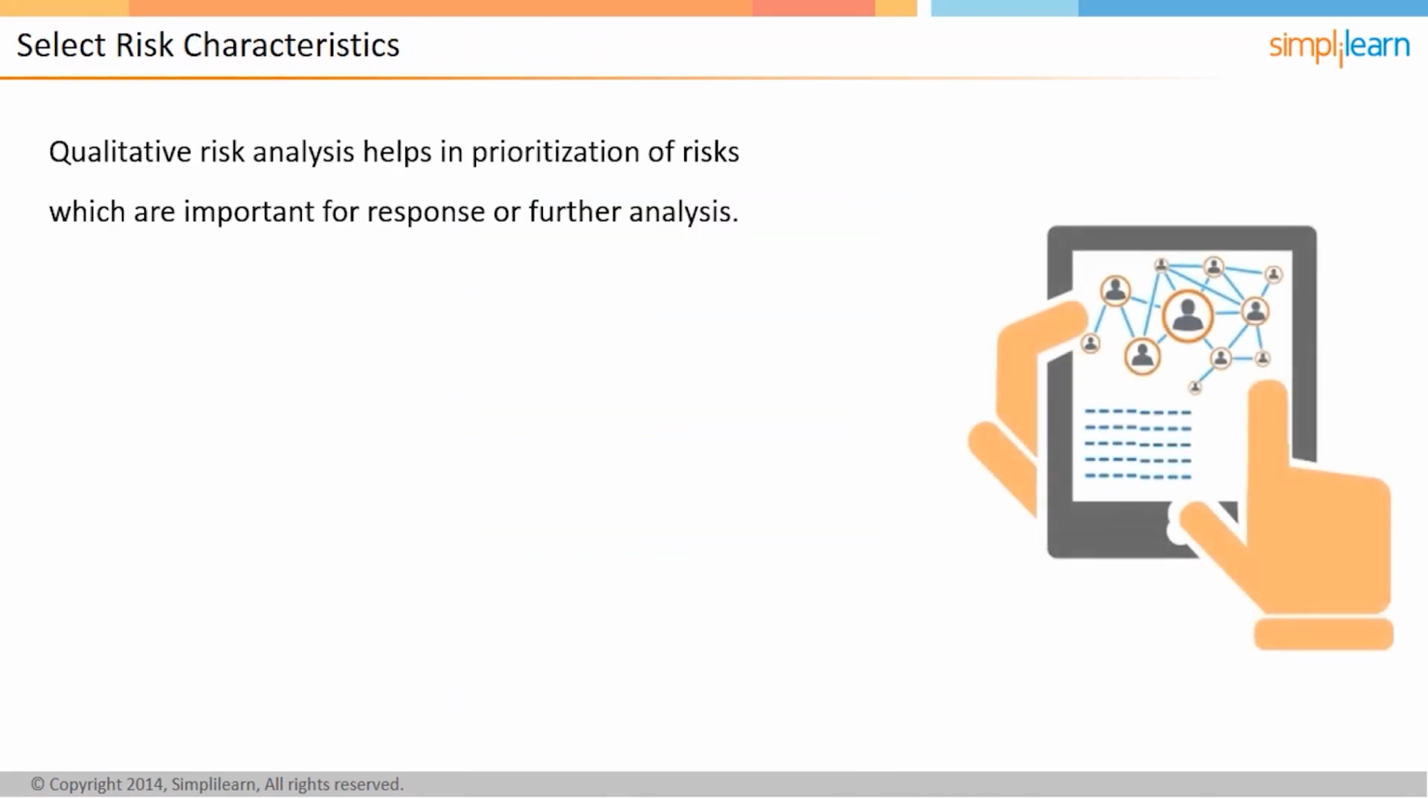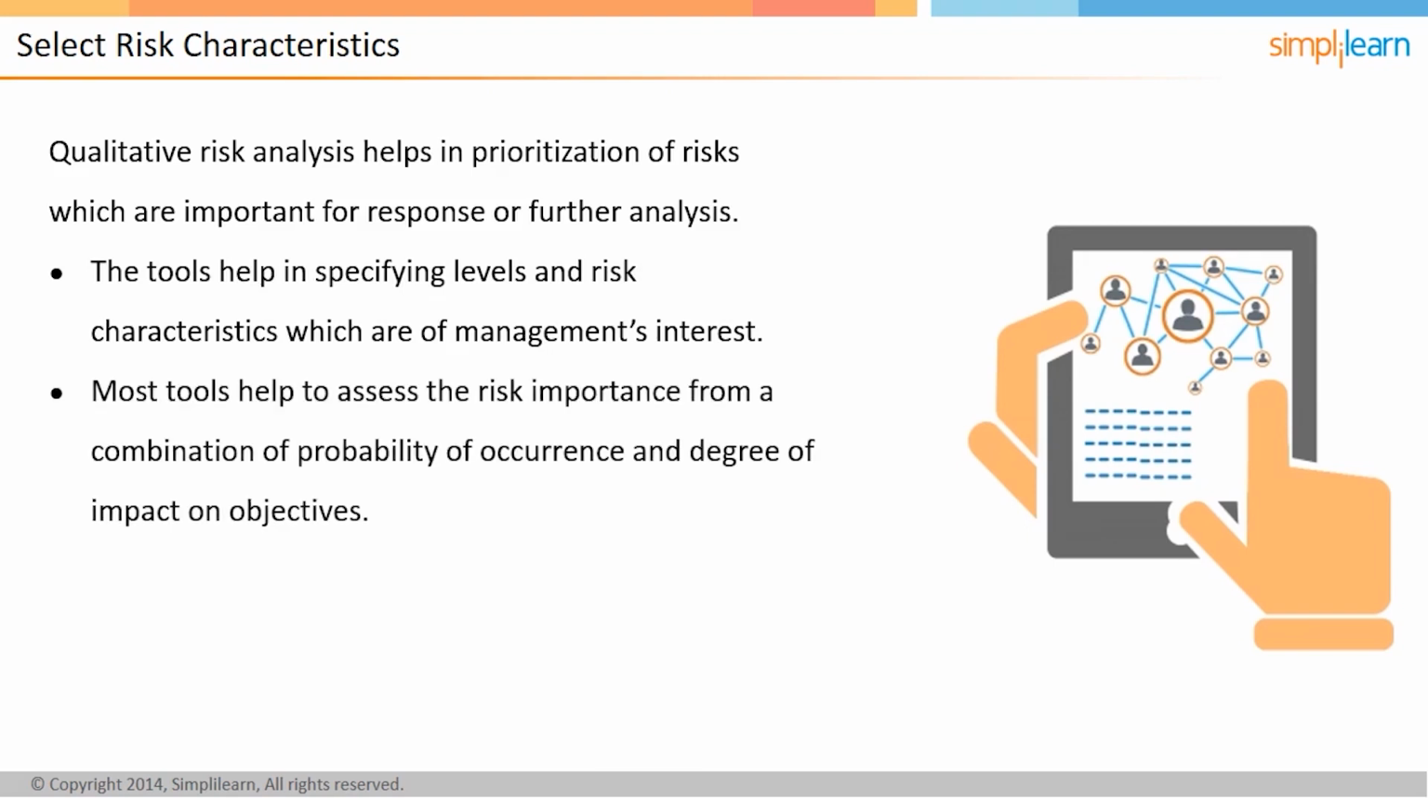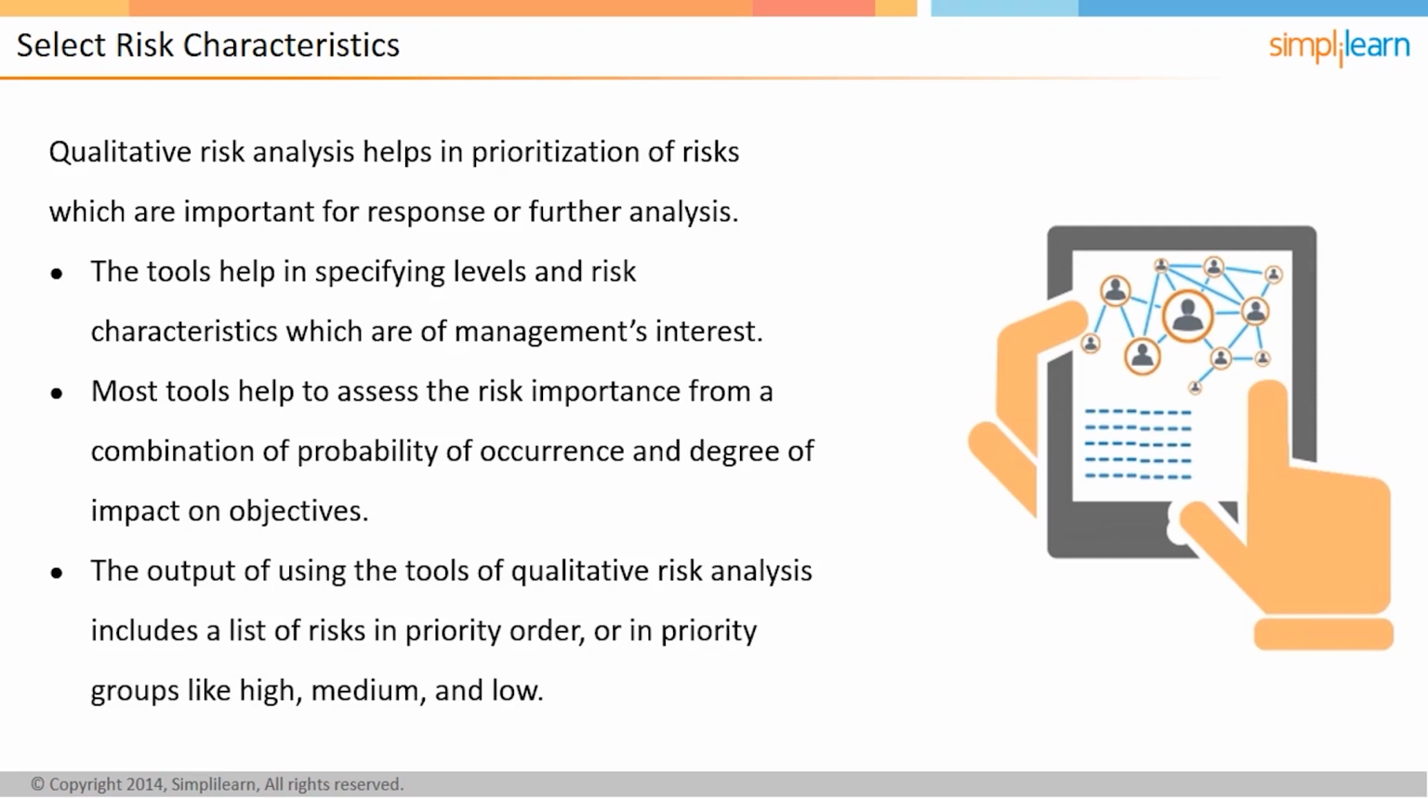Let us begin with the first step, which is selecting risk characteristics. Qualitative risk analysis helps in prioritization of risks, which are important for response or further analysis. The criteria should be decided in advance. The tools help to specify levels and risk characteristics which are of management's interests. Most tools help to assess the risk importance from a combination of probability of occurrence and degree of impact on objectives. The output of using the tools of qualitative risk analysis includes a list of risks in priority order, or in priority groups like high, medium, and low. One of the tools is the probability and impact table.